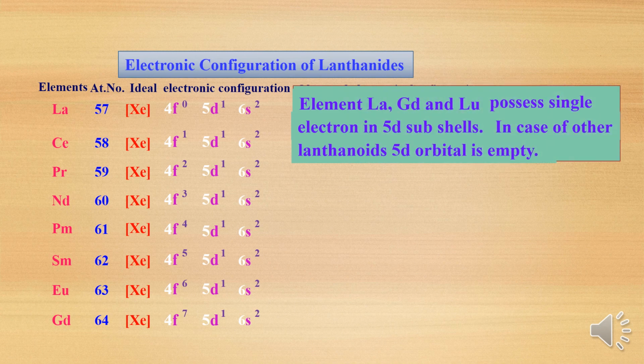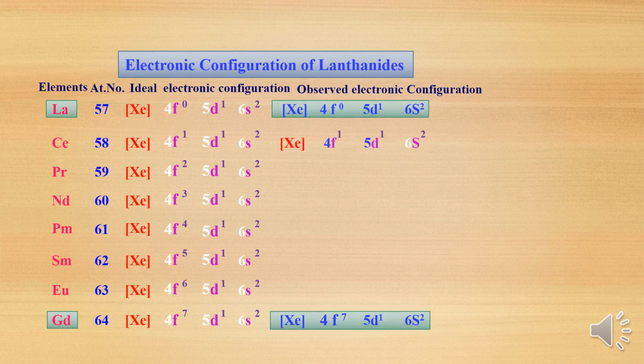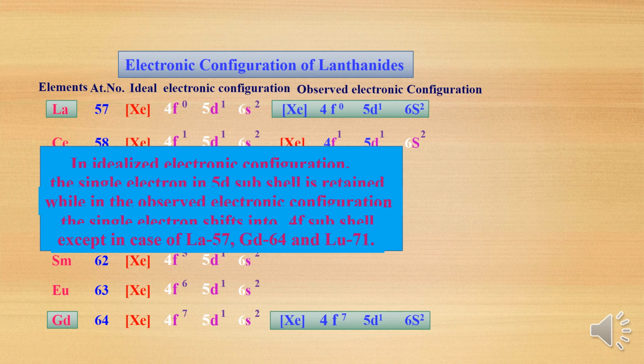So in the observed electronic configuration, lanthanum, gadolinium and lutetium possess a single electron in the 5d subshell. In the case of other lanthanides, the 5d orbital is empty. You can see here. In the idealized electronic configuration, the single electron in the 5d subshell is retained, while in the observed electronic configuration, the single electron shifts to the 4f subshell, except in the case of lanthanum, gadolinium and lutetium.